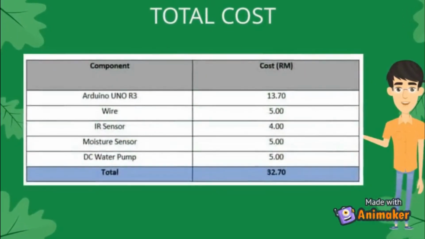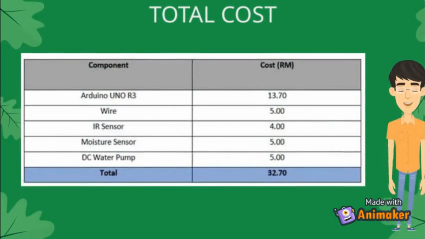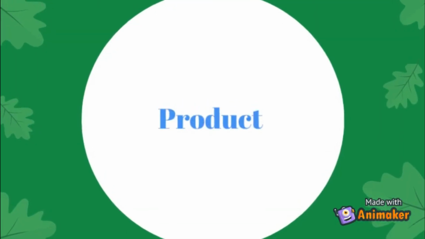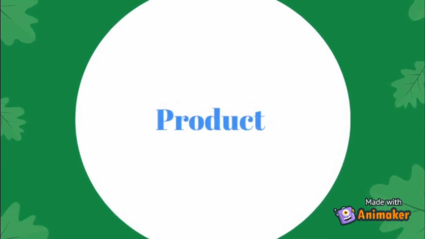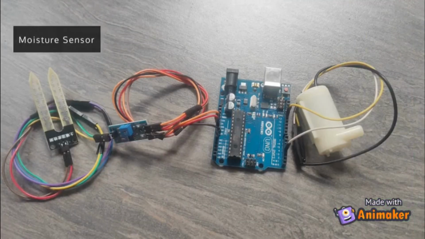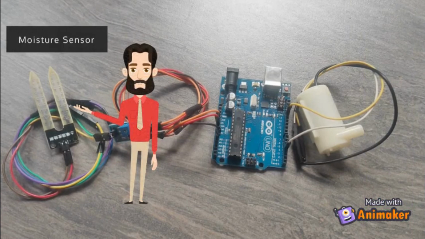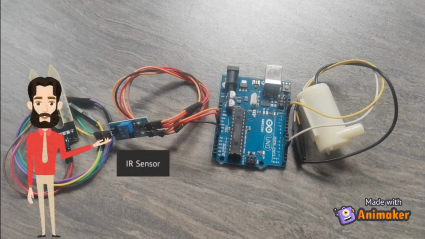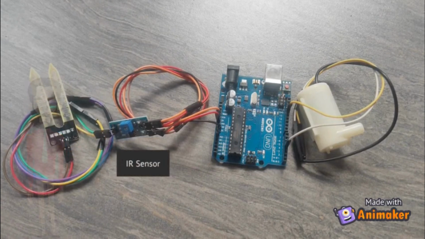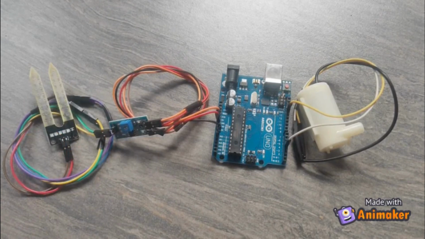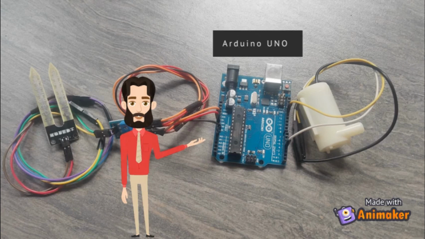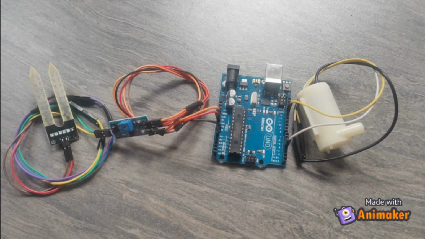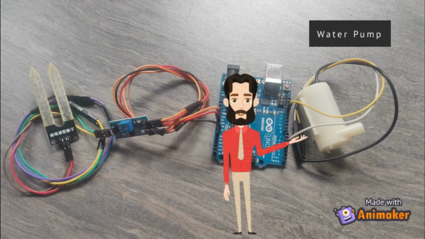Total cost for this project is 32 ringgit and 70 cent. Moisture sensor, IR sensor, Arduino Uno, and DC water pump.